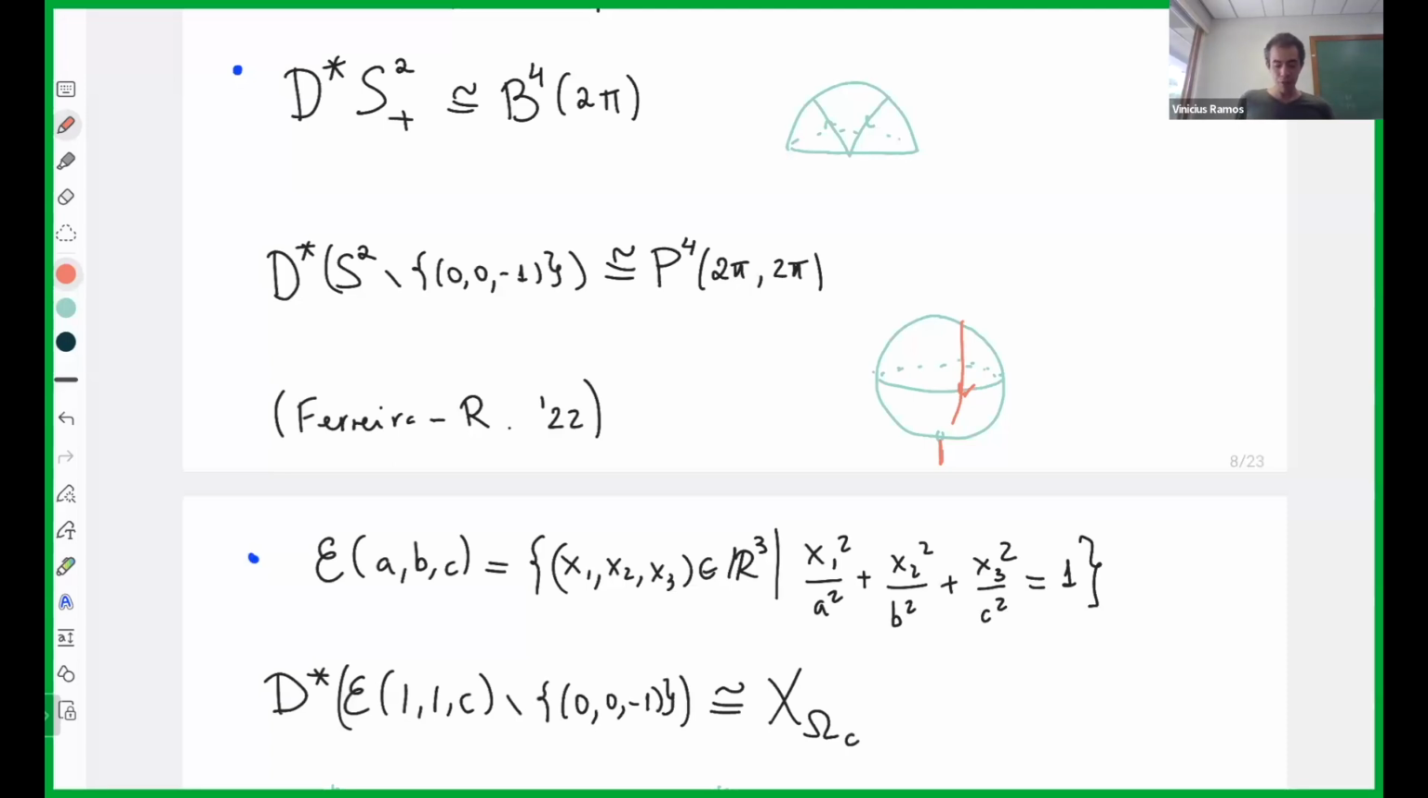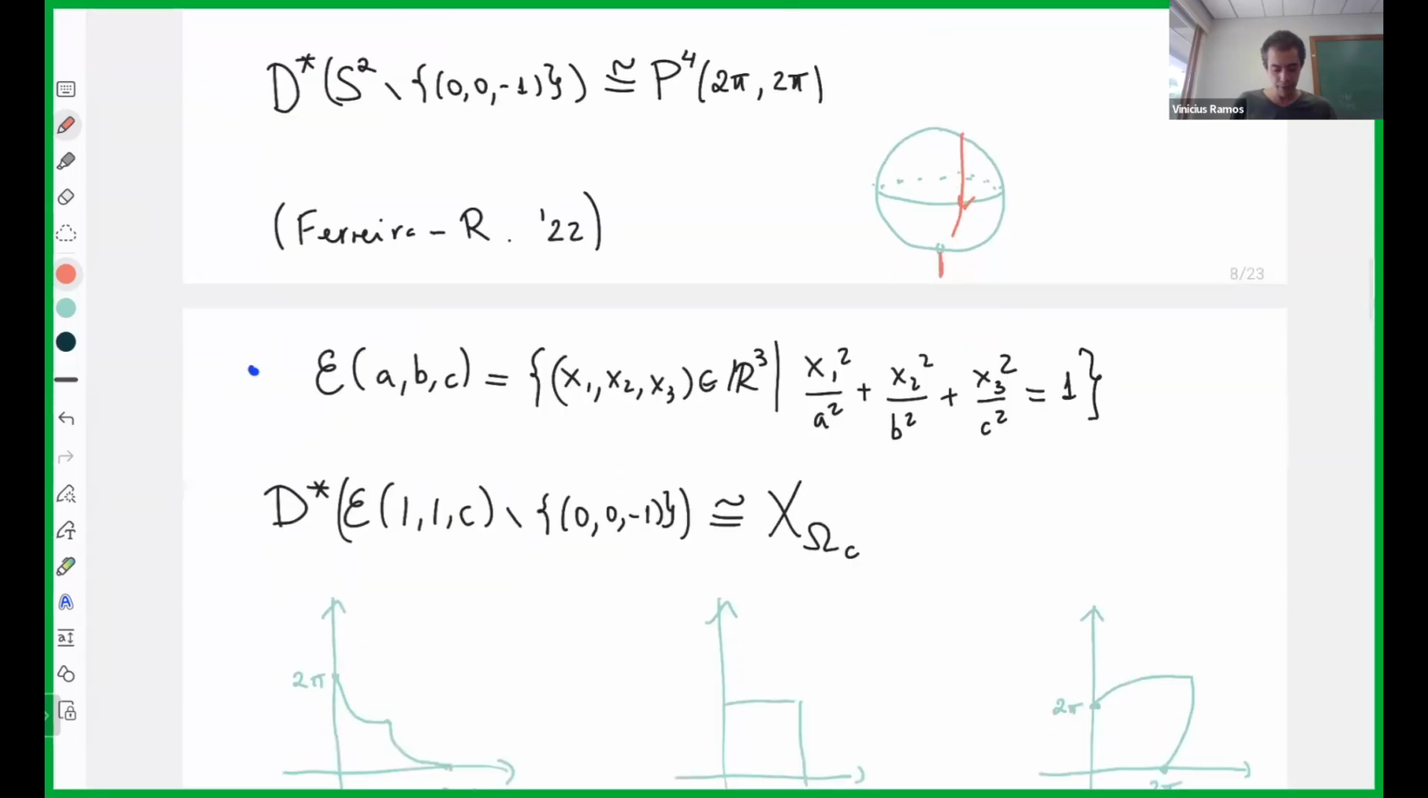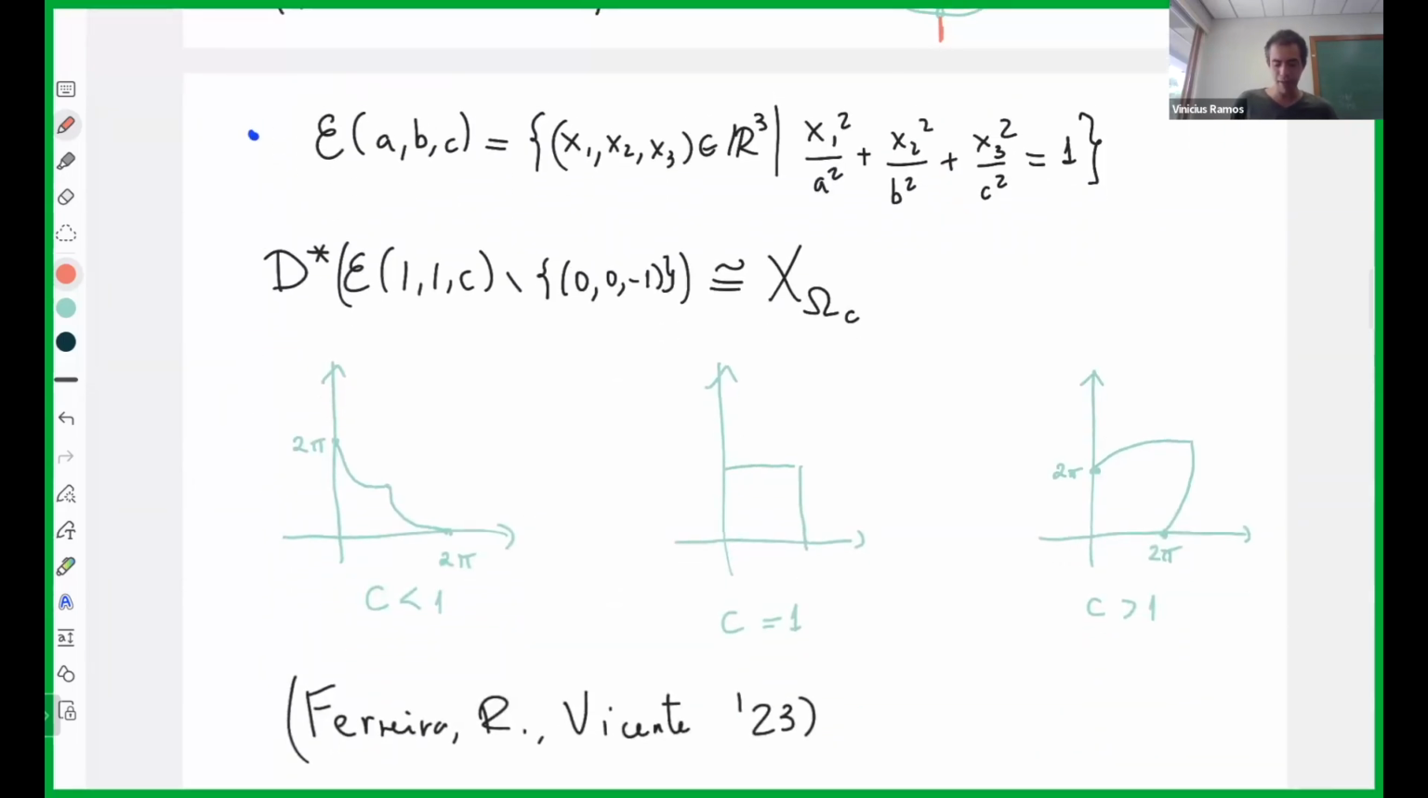And then if we remove the South Pole again, and we look at the disk bundle, this is also symplectomorphic to a toric domain. This is a result that I proved with Brian and another former student, Vicente, in 2023. And it's interesting because the behavior of this toric domain is changing with C. Basically there's a dichotomy or trichotomy, I guess. If C equals 1, we have the polydisk, which we proved before.